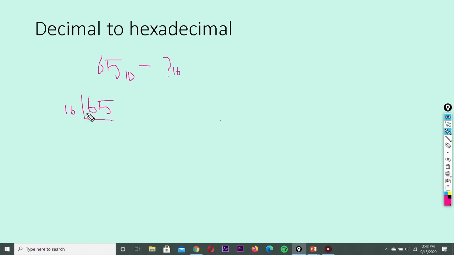So 65 will go how many times? 4 16s are 64. Okay, so 4 times it will go. 4 16s are 64. So 65 minus 64, you will get the remainder as 1. That's all. Only one step you are getting. So the answer will be 41. That is the corresponding hexadecimal equivalent of the given number 65.